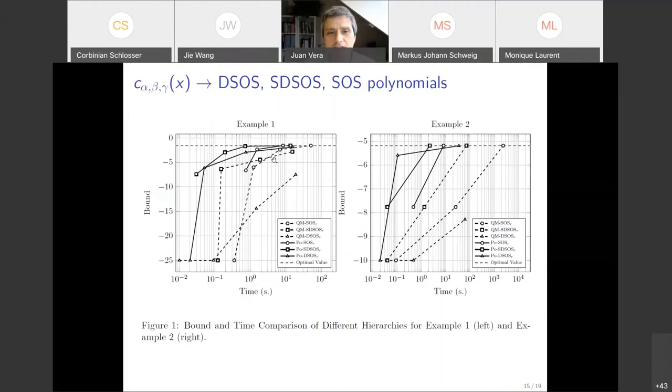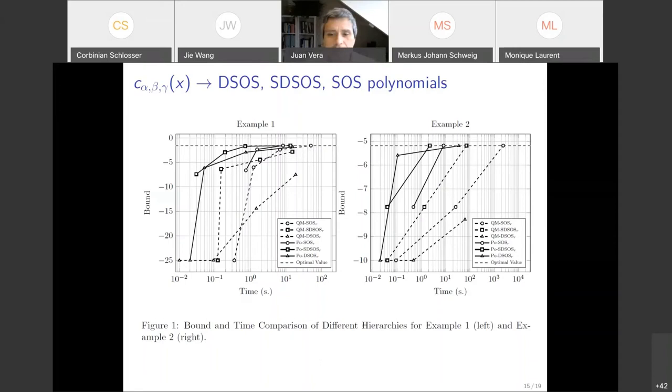Some of these hierarchies, like the solid lines, are cheaper, but weaker, so I had to go to a higher R. But going to that higher R at the end of the day gives me the optimal value, and it's much cheaper than going to the R value that I need in Lasserre's hierarchy. But here we have no theory. We just wanted to do these comparisons.